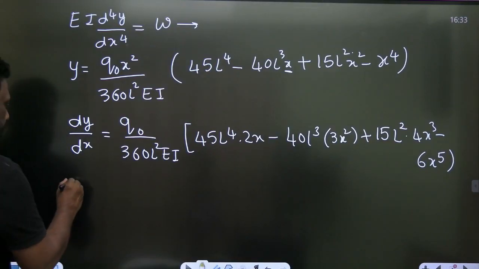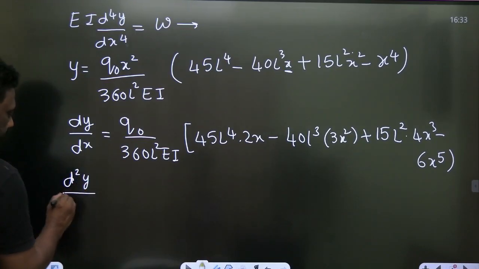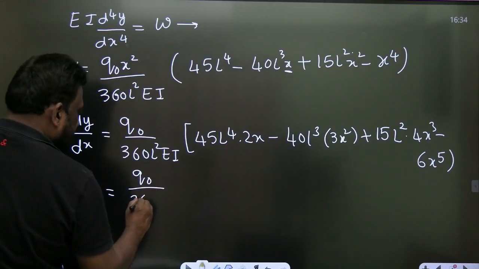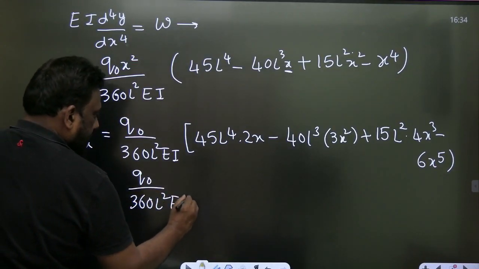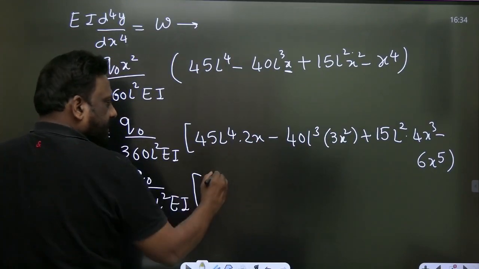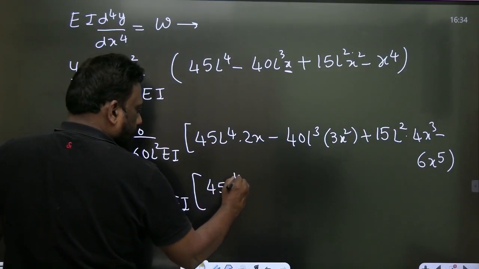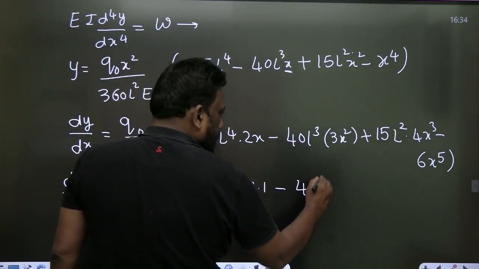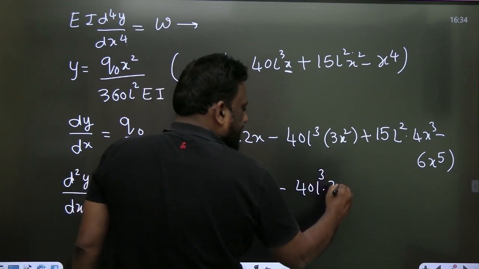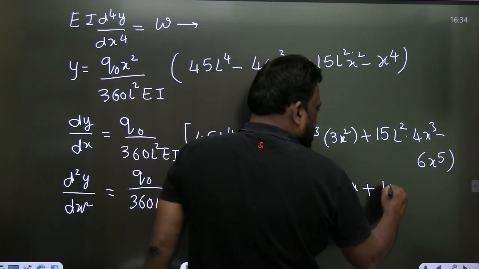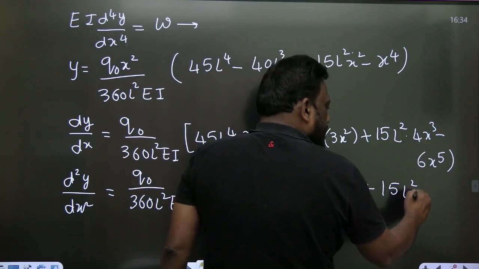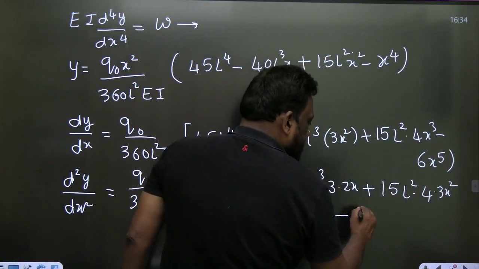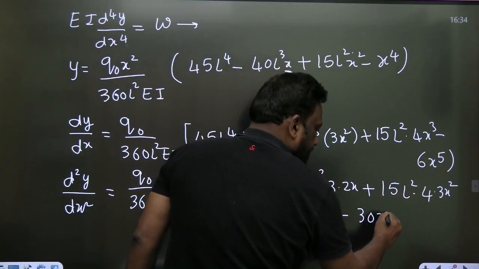Now further you differentiate. Differentiate d2y by dx square. So Q0 by 360 L square EI into, if you differentiate this, you'll get 45 L power 4 into 2, differentiation of x is 1, minus 40 L cube and into 3, x square is 2x, plus 15 L square into 4, x cube differentiation is 3x square, minus 6 into 5 is 30, so x power 5 differentiates to x power 4.